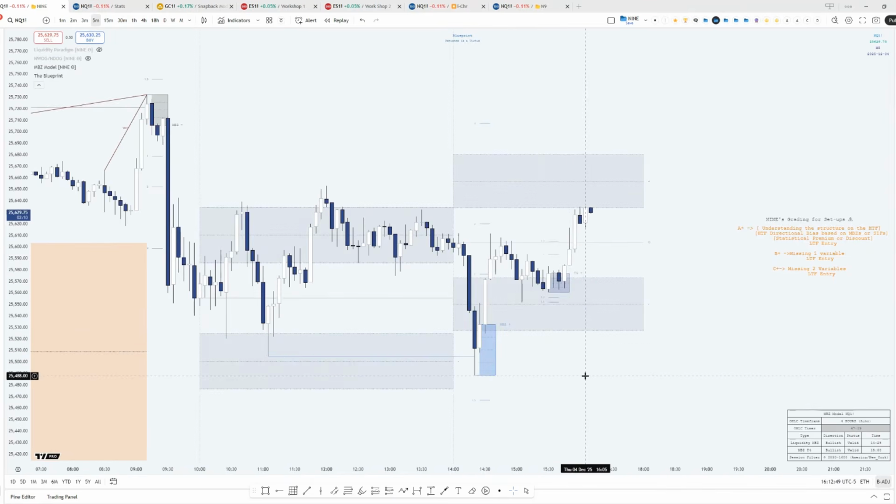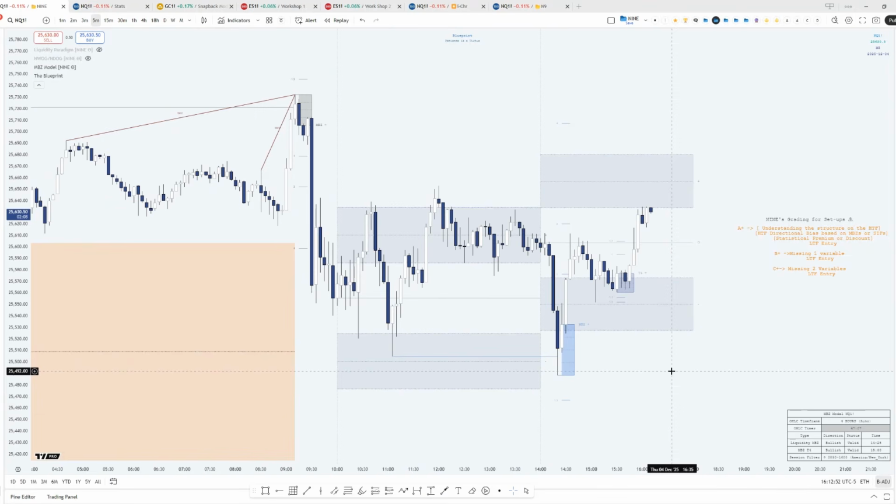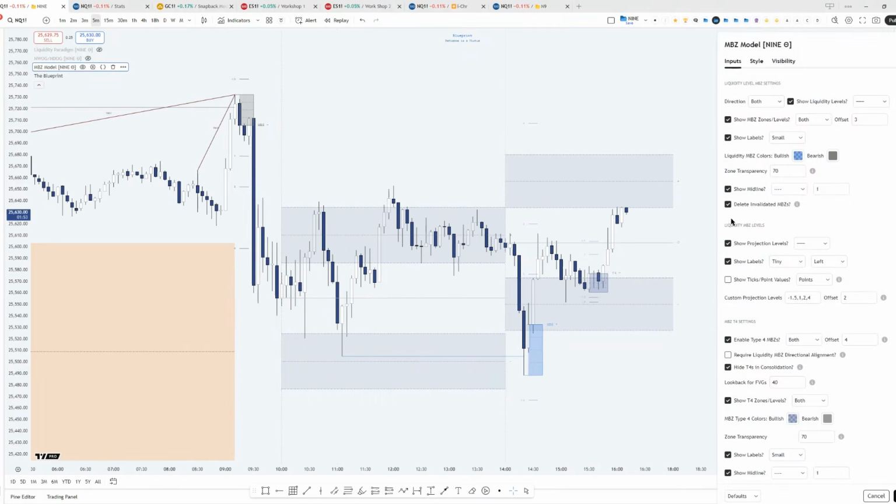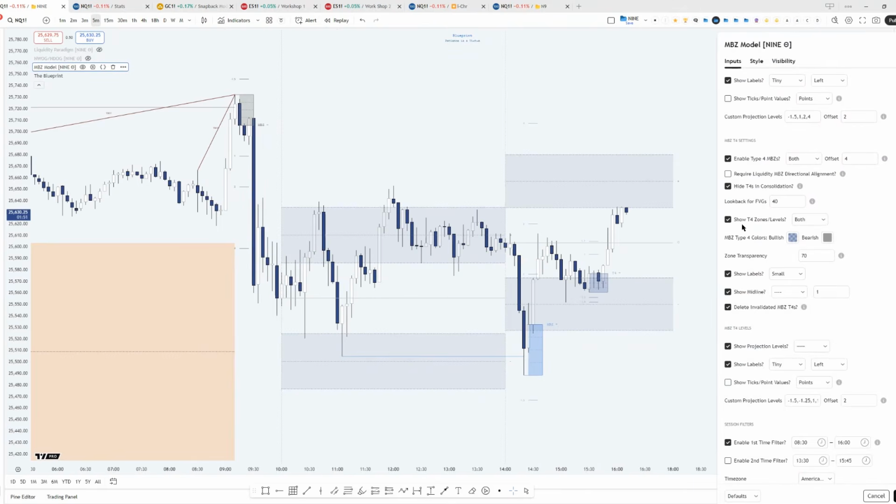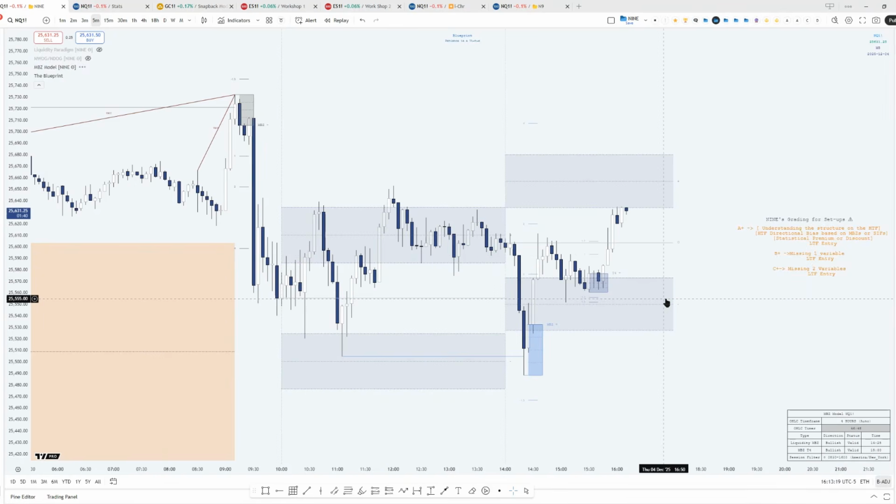So what you guys are going to see is a couple of opportunities here, right? We have a short setup that played out, and I think there were more opportunities throughout the rest of the day. And then we also have some long opportunities. So let's talk about this, right? What I'm going to do is go here, and I'm going to turn this off, which is deleting invalidated MBZs. So that way we can see how the setups played out throughout the day. And based off what I talked about, you'll see the difference. So here we have all kinds of setups, right?